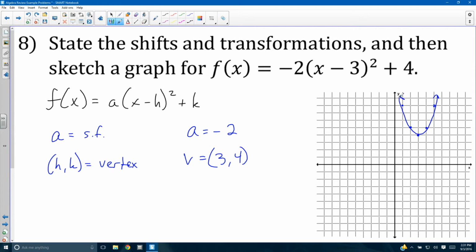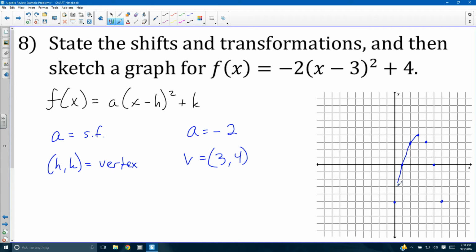If the stretch factor was negative 1, it would be the exact same thing but flipped over. So instead it would look like over 1, down 1, over 2, down 4. I could keep going. Over 3, down 9. I could go all day. Just like that.